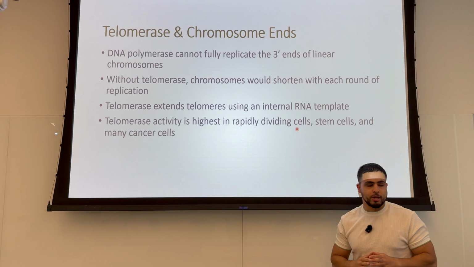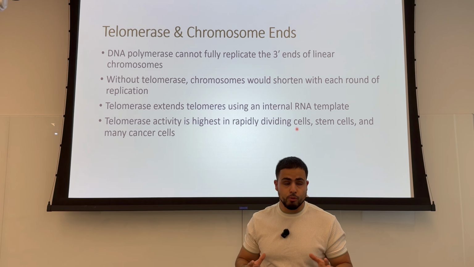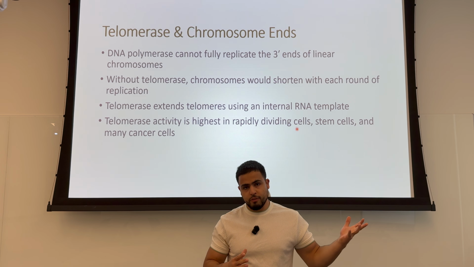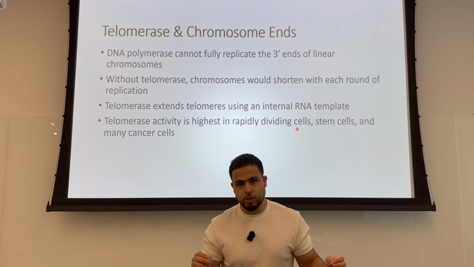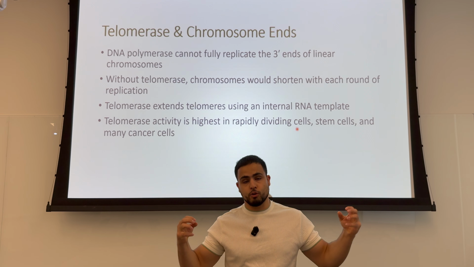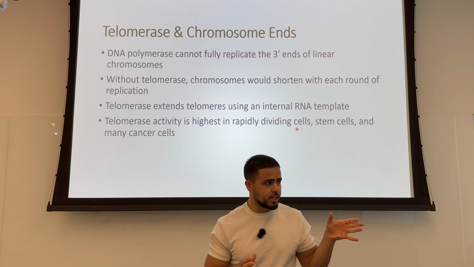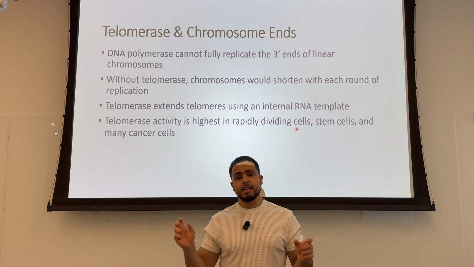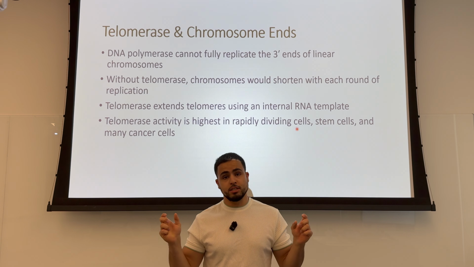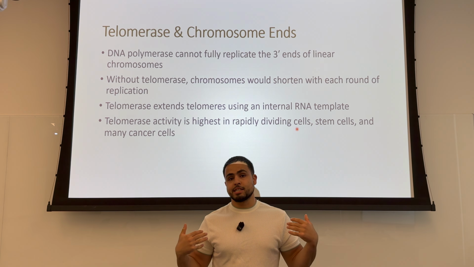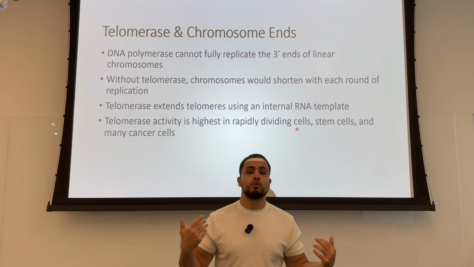All right, now let's talk about telomerase and chromosomal ends. In the previous slide deck, we talked about what telomeres mean. Telomeres are the ends of chromosomes. Why they're relevant in the discussion on replication is because it's not possible for DNA polymerase to replicate these ends, especially the 3' ends of chromosomes.